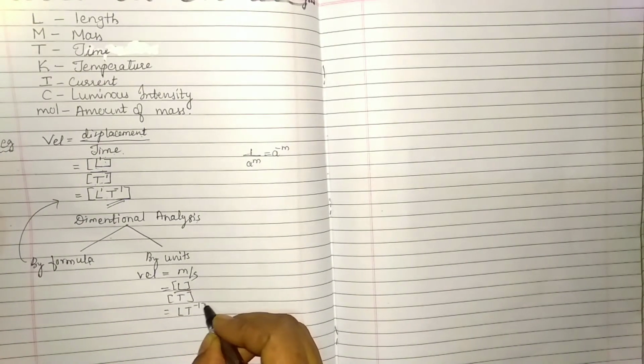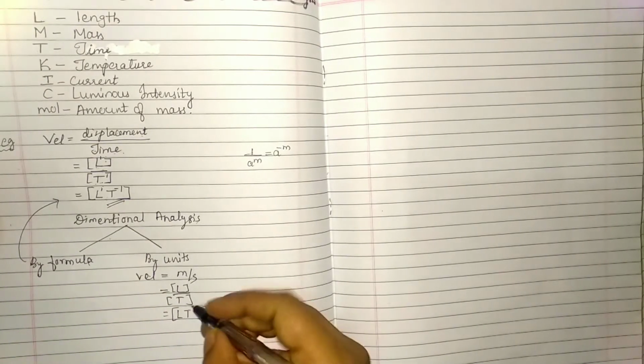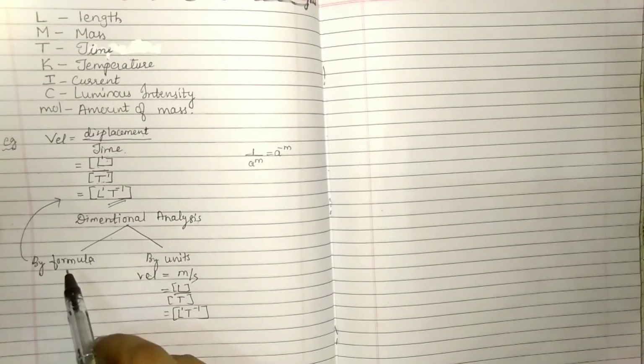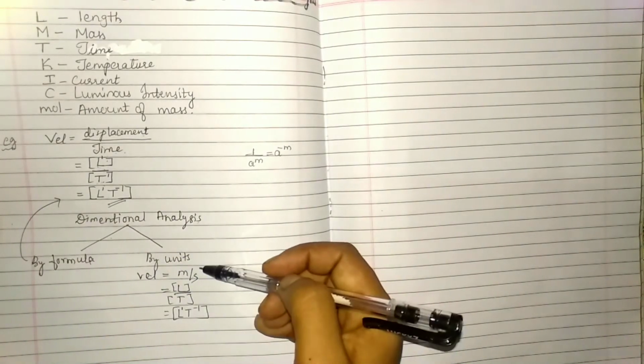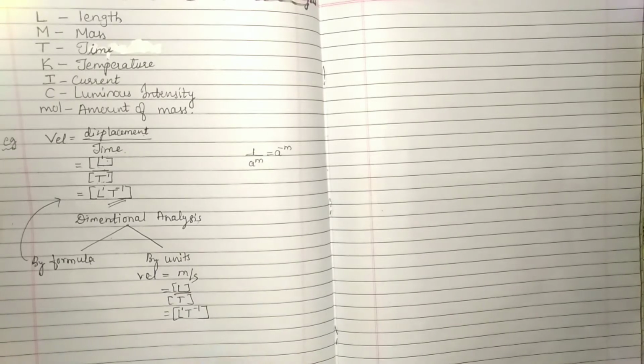So once again, can I write this one as T raised to minus 1? See here, it is same as the previous one. If you want one, you can write here, otherwise you can leave. You can analyze any physical quantity dimensionally if you know the formula or if you know the SI unit of that physical quantity. Let us solve more examples for this.